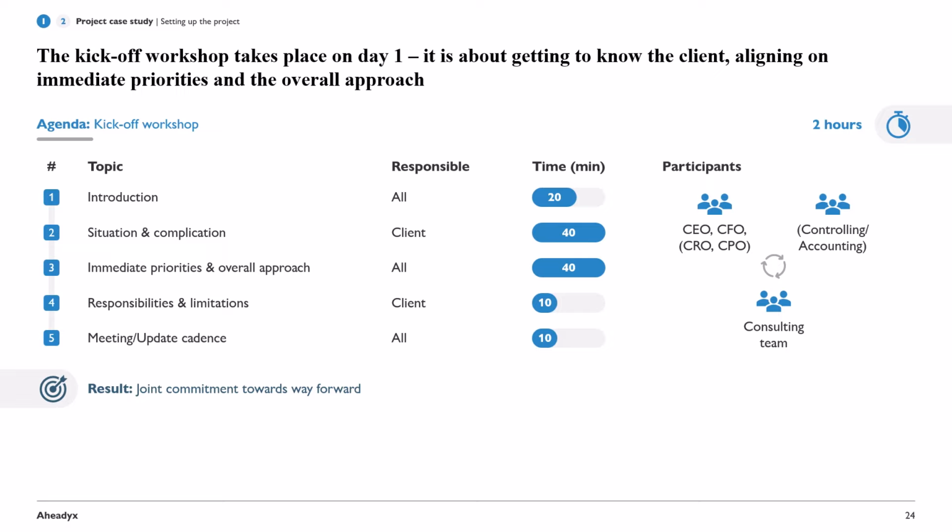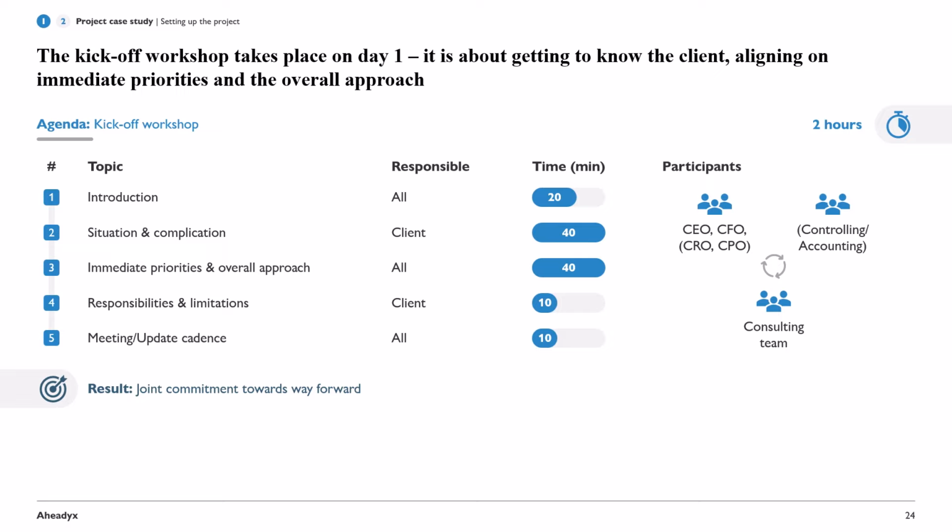In terms of the participants, you usually have the C-level around. If there's already a chief restructuring officer in place, they should be invited. There may be some other C-level board members, like for example a product officer. Controlling and accounting, well, this depends. Sometimes they do not have a CFO, and then it makes sense to have controlling and accounting at the table, because you will need a lot of financial data. And always make sure that the entire consulting team is there, because this is an opportunity to ask so-called stupid questions that you may not feel comfortable asking after a week or two.